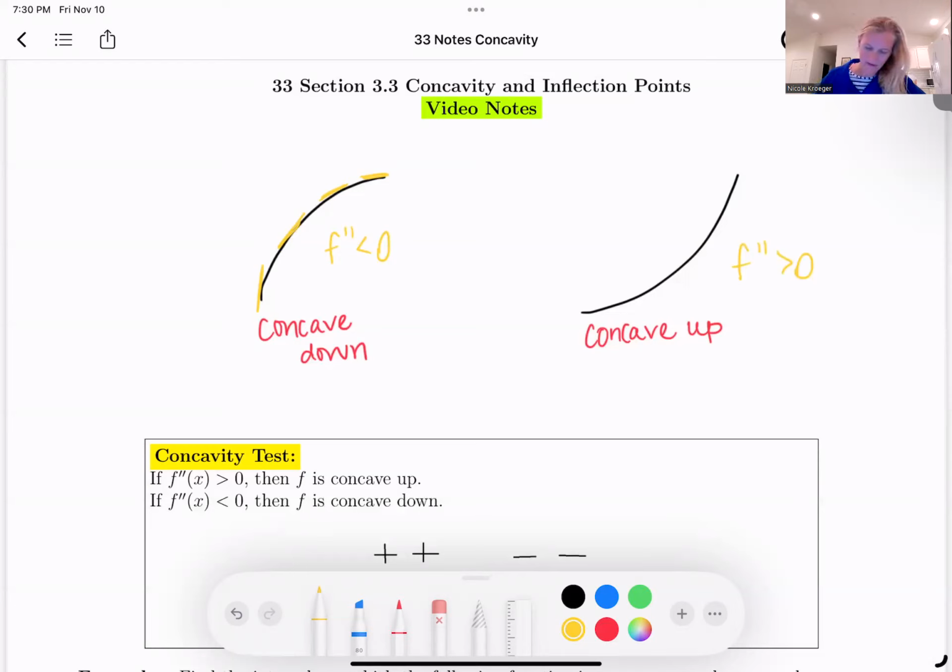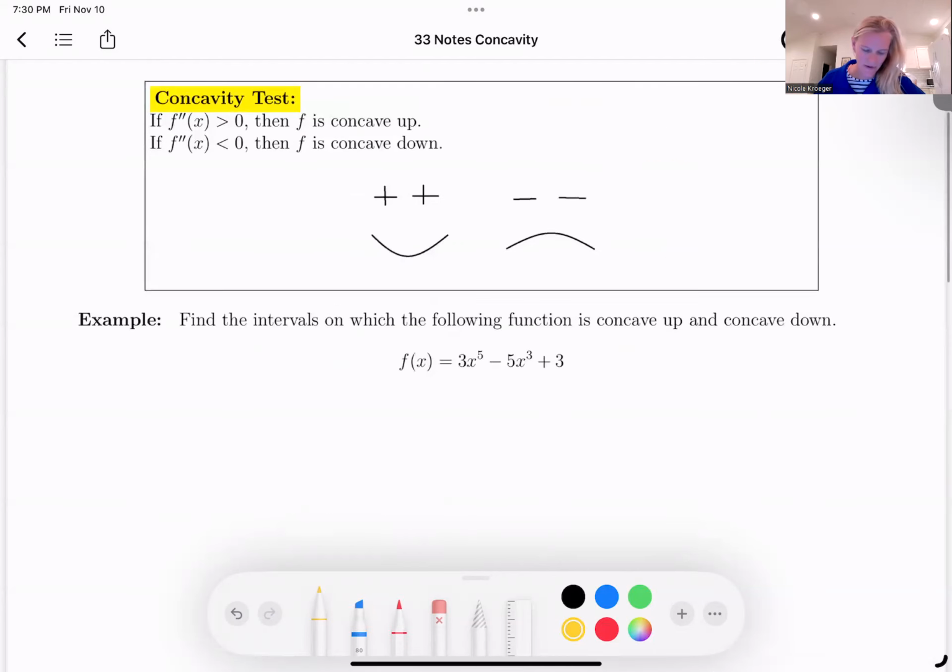Okay, and so this is our test for concavity. If the second derivative is positive, then the function is concave up. If the second derivative is negative, then the function is concave down. I like these little smiley faces here. So 2 plus signs, the second derivative, that's what the 2's are. If they're positive, then the function's concave up. Concave up functions look like smiley faces. If the second derivative, so 2 negative signs, is negative, the function's concave down, things look like frowny faces.